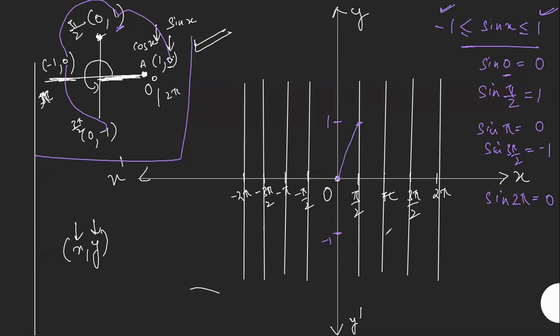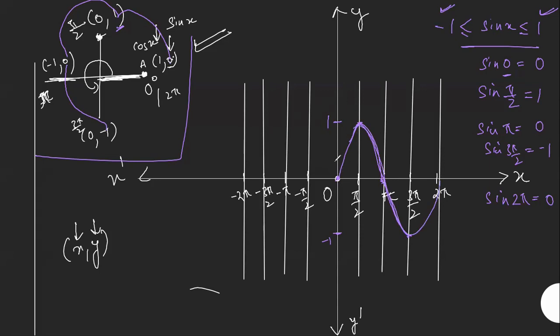Then at pi, the value is 0, so it goes down. At 3 pi by 2, the value is minus 1. So minus 1 is here, and it will go to minus 1. Okay, it's like this, like a wave. Okay, clearly I'm making it like this. Then at 2 pi, the value is again going to 0.